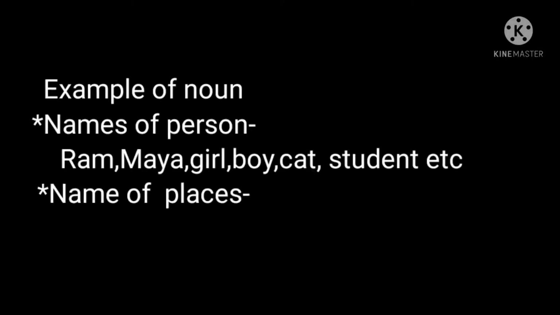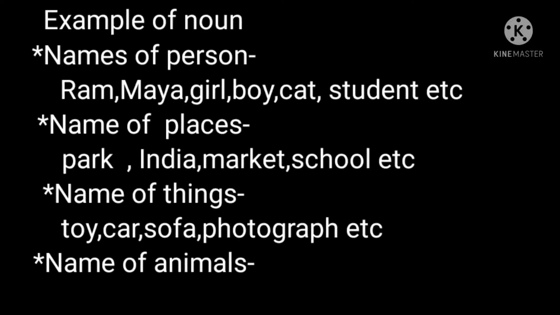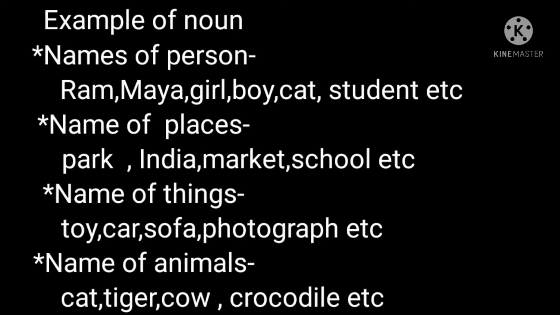Let us have a look at a few examples of nouns. A noun can be the name of a person, for example, Ram, Maya, girl, boy, cat, student, etc. Names of places, for example, park, India, market, school, etc. Then comes the names of things: toy, car, sofa, photograph, etc. Names of animals: cat, tiger, crocodile, etc.